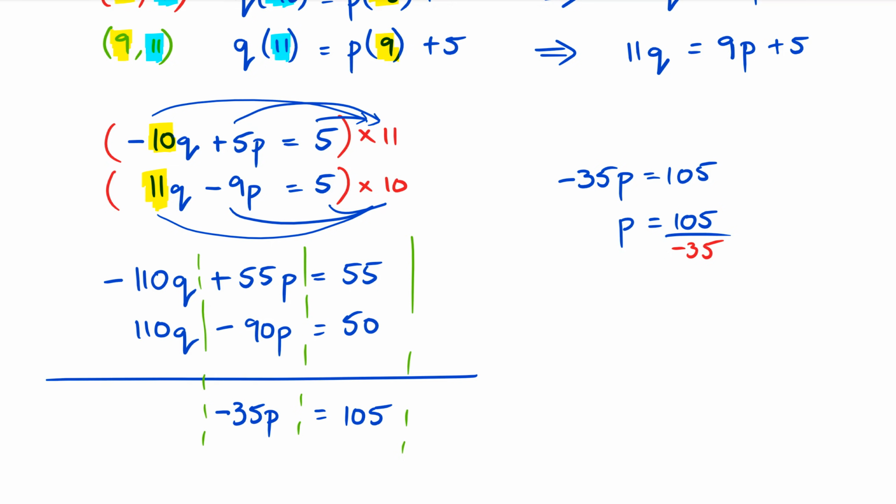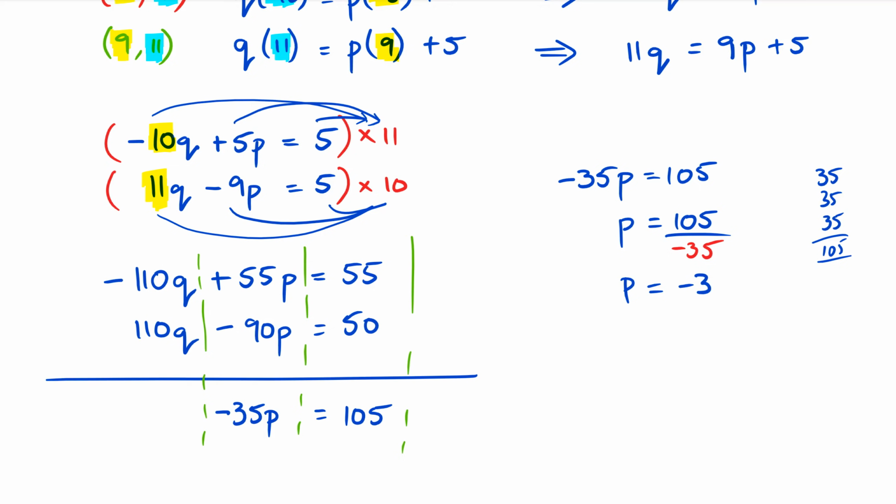They won't give you an answer like 2.67 or something like that. So if you're in doubt, just take 35 and do it a couple of times. If I do it twice, it's 70. If I do it 3 times, it's 105. So then I can rewrite this as p is equal to negative 3.